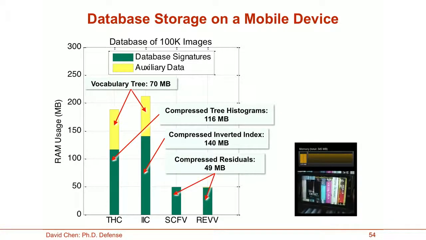Both residual-based methods use significantly less memory, around just 49 megabytes. This is around a factor of 4 reduction compared to the tree histogram methods. This enables the residual-based methods to be much more easily deployed on any mobile device.